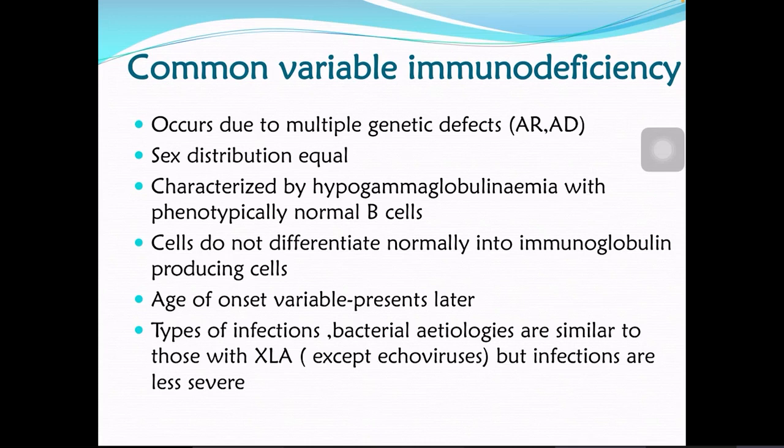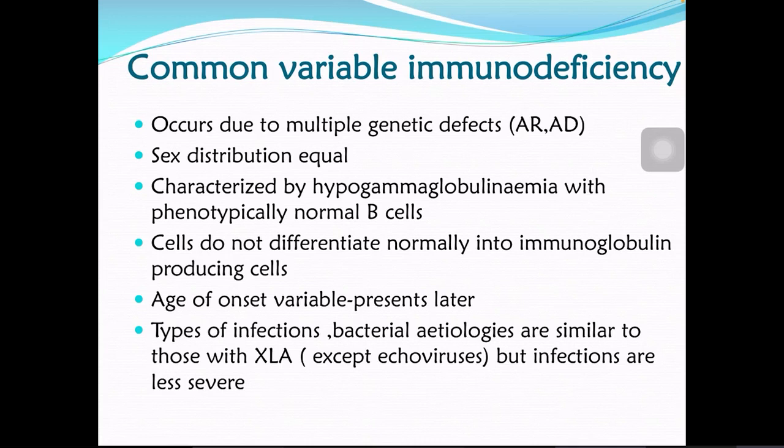And this is another instance where you characteristically have hypogammaglobulinemia, that means low levels of immunoglobulin, with phenotypically normal B cells. In the first instance, we didn't have B cells. Now you have phenotypically normal cells and low immunoglobulin levels. What happens here is that the cells don't differentiate normally into immunoglobulin producing cells.